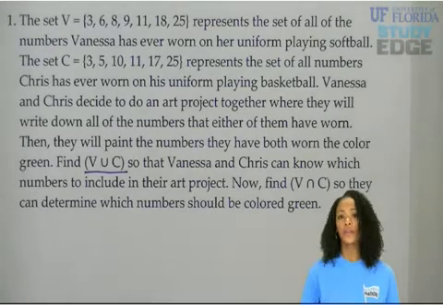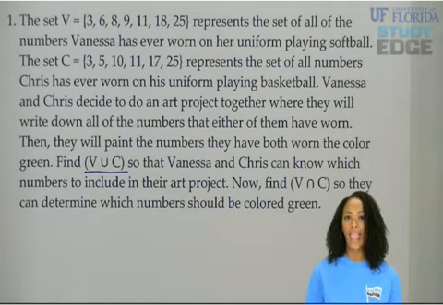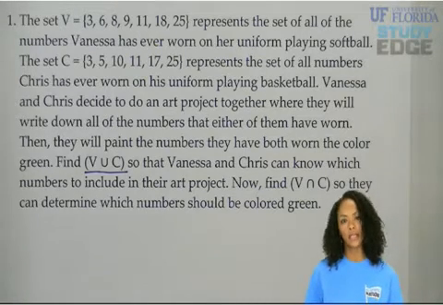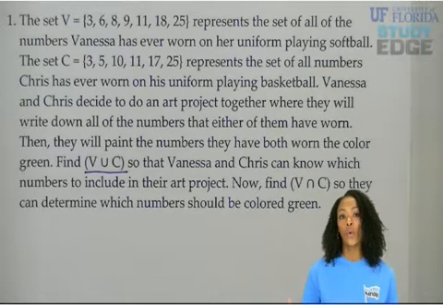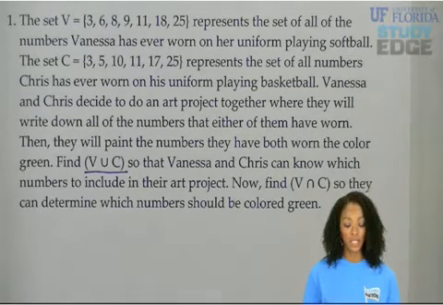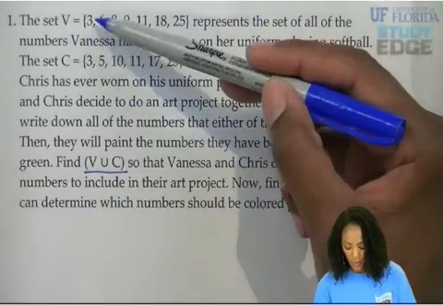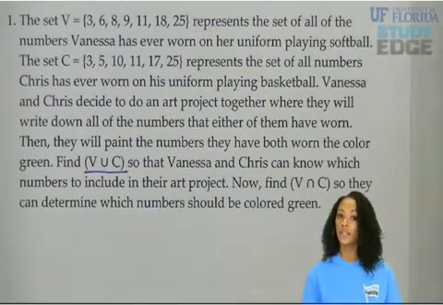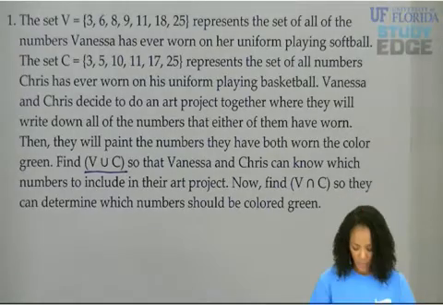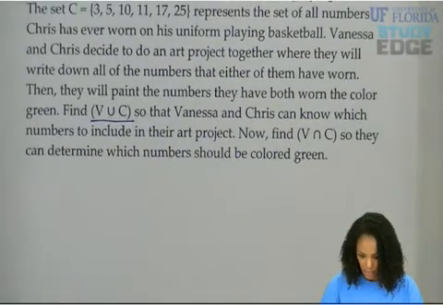Okay, so remember when you're finding a union, it's almost like adding. We're going to take all of the elements in Vanessa's set and add them to all of the elements in Chris's set. The only difference is we eliminate any duplicate numbers. For instance, you see we have a 3 in Vanessa's set, and we have a 3 in Chris's set. So instead of writing 3 down twice, we'll just write it down once. Okay, so let's try our hand at it.